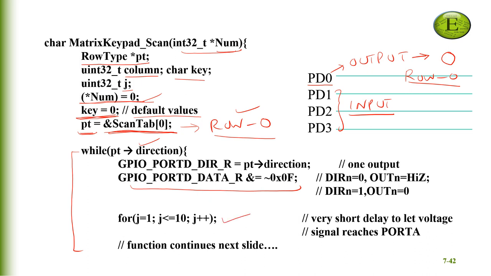and once the signal has been activated on port D, we are going to wait for some time. It's a very short delay, just 10 iterations doing nothing. So there's a semicolon after this for loop, and this delay ensures that the signal generated on port D, if some key is pressed, if one of the keys 1, 2, 3 or 8 is pressed, then we have a signal routed to one of the pins on port A, 2, 3, 4 or 5. So the signal needs some time to travel from PD0 to one of those port A pins. That's why this delay is over here.